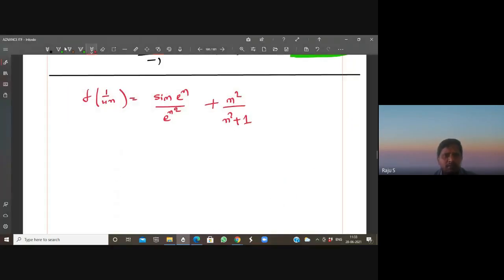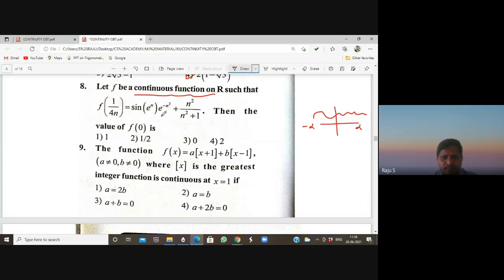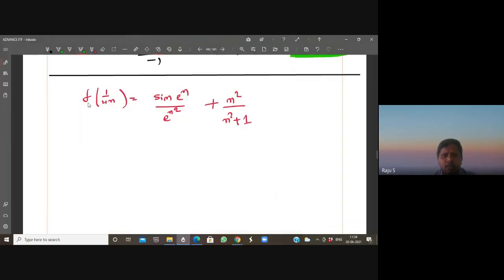Students, see here, what is the question they are asking? f of 0. So 1 by 4n tends to 0. In place of 1 by 4n, replace 0. 1 by 4n must become 0, then only will we get f of 0. Whatever the n value must be, 1 by 4n must be 0, then only we are getting f of 0.